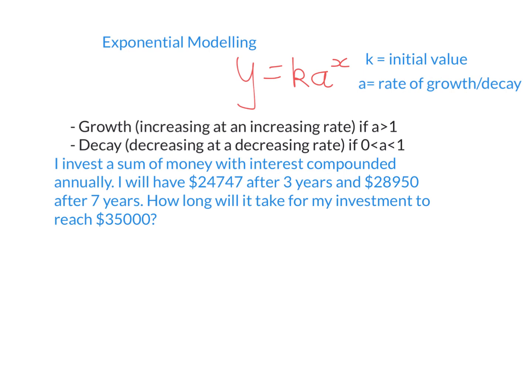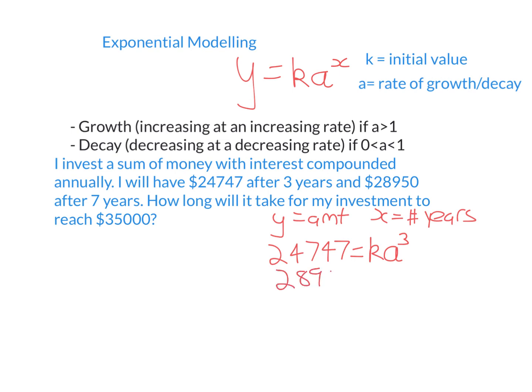So 24,747 after 3 years. I'm going to let y be the amount and I'm going to let x equal the number of years. So when x equals 3, y equals 24,747. y equals k times a to the power of x. After 7 years, y, the amount, is 28,950. So that's equal to k times a to the power of 7.